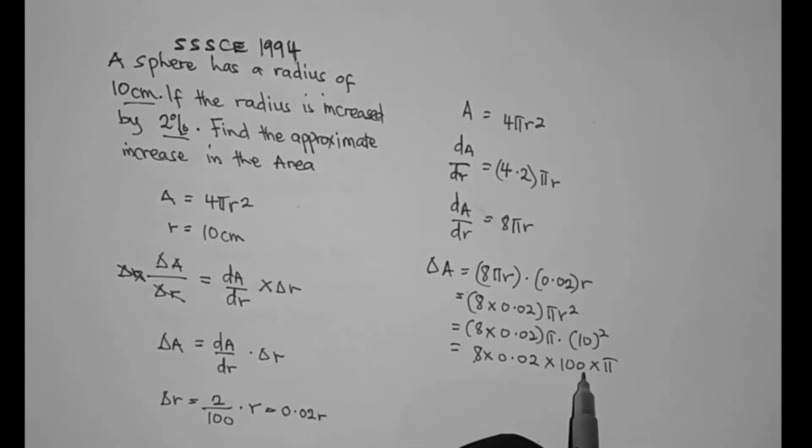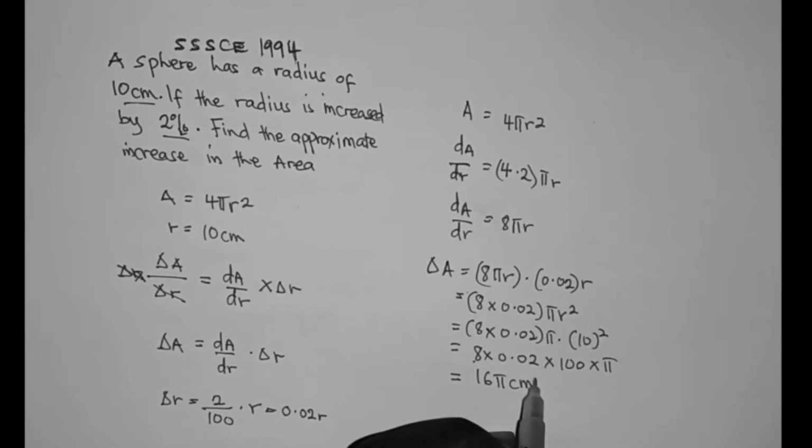0.02 times 100 is 2. 2 times 8 is 16. So this is equal to 16 pi centimeters squared.